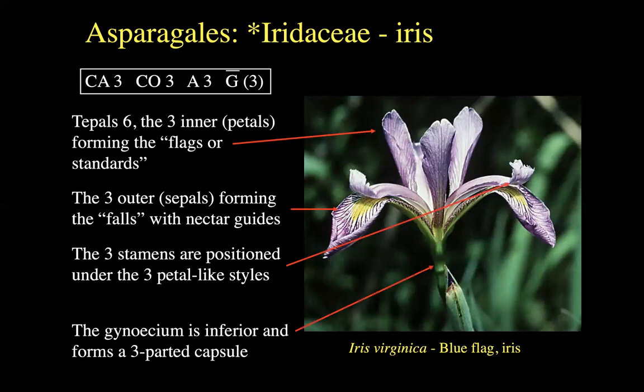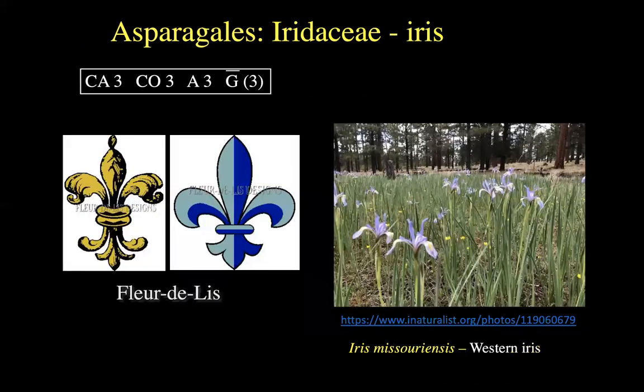And yep, you can kind of see the bulge down there, down low. The gynoecium is inferior, and it will mature into a three-parted capsule that splits open at maturity. The fleur-de-lis, which is a symbol of France and New Orleans and all kinds of fun stuff like that, is actually a depiction of the iris. Fun fact. And here is a beautiful photo from iNaturalist of our native Iris missouriensis, the western iris.